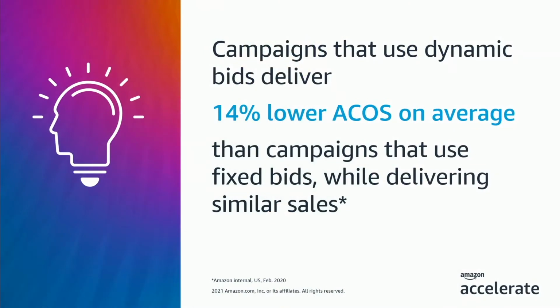To help set the stage for this, here's a stat about dynamic bids. Campaigns that use dynamic bids deliver 14% lower ACoS on average than campaigns that use fixed bids, while delivering similar sales. We'll look at how dynamic bids can help make this happen. With dynamic bidding for sponsored products, Amazon will increase or decrease your bids in real time by up to 100% when it's more or less likely to lead to a sale.